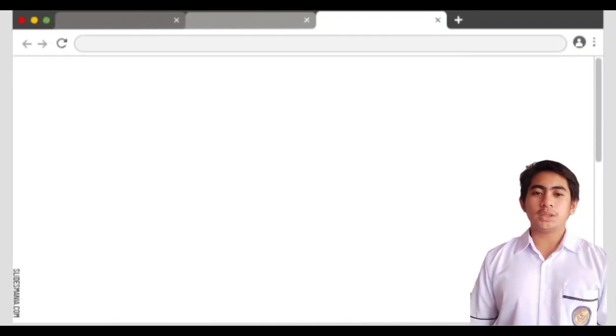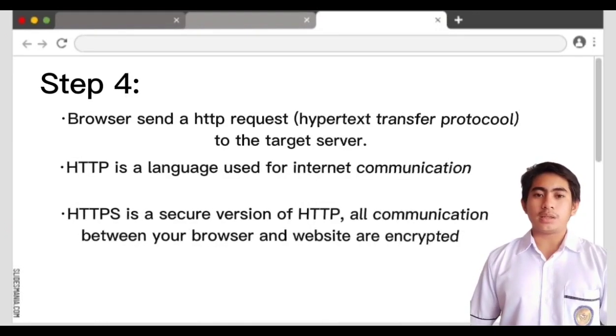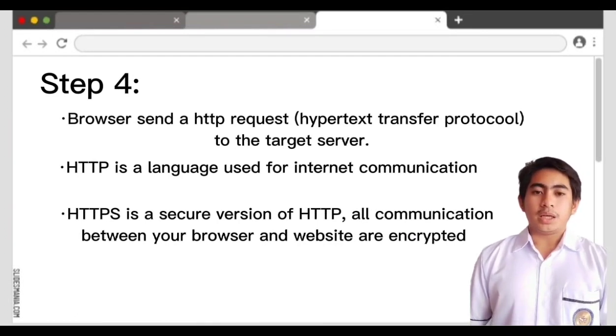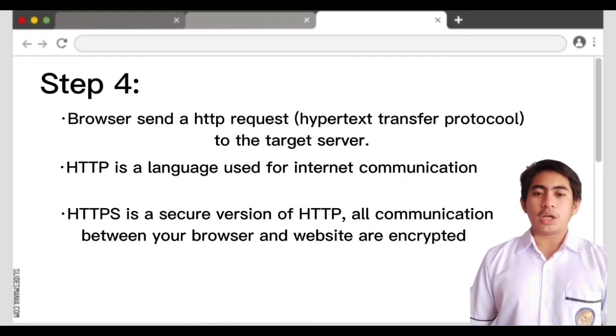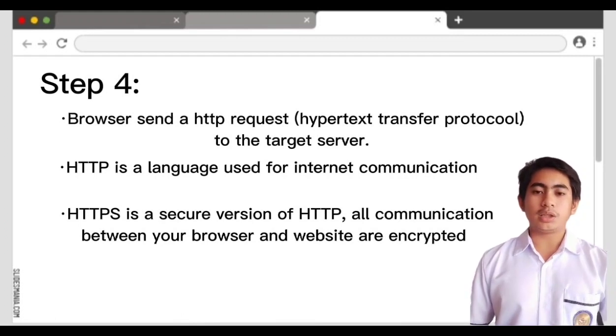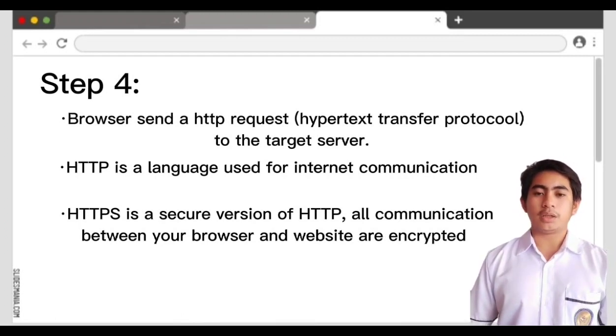Good afternoon everyone. Today I will continue the topic on how the internet works. In continuation of step 3, step 4 states that after you type a website on your browser, it will send an HTTP request, or Hypertext Transfer Protocol request, to the target server to send a copy of the website you entered, using TCP or IP address. This HTTP is a language used for internet communication.